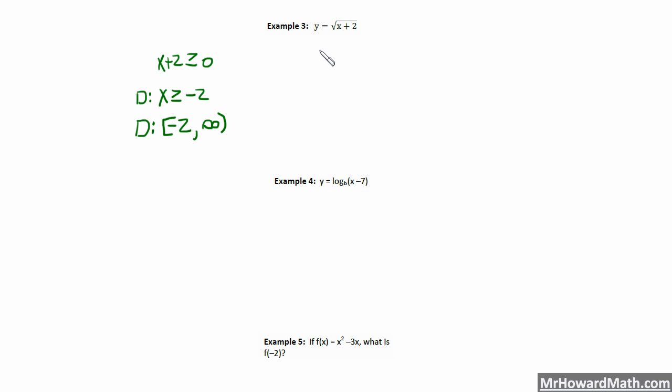Next, we need to identify the x and y intercepts. So the x-intercept occurs when y is 0, so we'll just set y equal to 0.